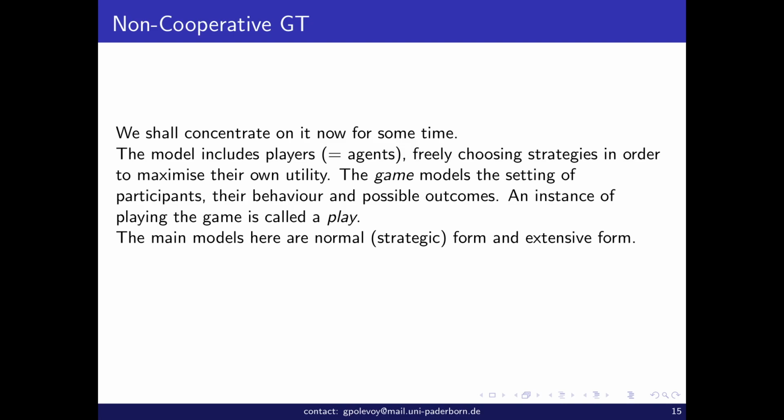turns into an outcome which actually provides the utilities. But we are going just to assume that given the strategy profile, agents immediately have some utilities. So if one general does this, the other general does that, then one general has that utility, the other general has that utility.